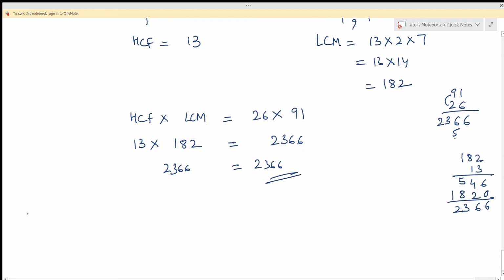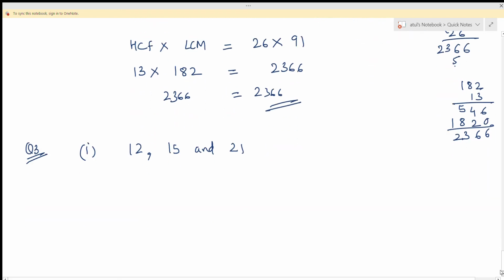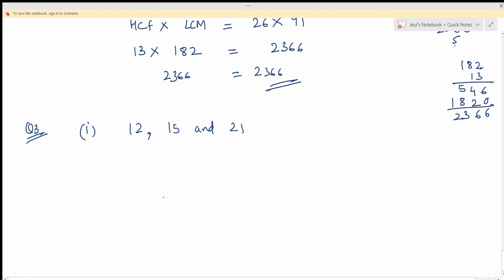Now let's do question number 3. Question number 3 says to find the LCM and HCF of the following integers by applying the prime factorization method. So let us take the first part again. It's 12, 15 and 21, and you need to find out the HCF and LCM using prime factorization. So we'll use both the methods. I'll use the common one first, 12, 15, 21.